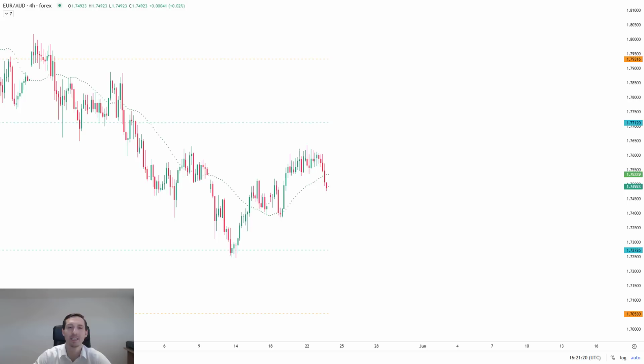Moving on to the Aussie pairs, starting with EurAusd, I can either be a buyer of this market or do nothing next week. So what I'd like to see is EurAusd coming down and taking out the 1.72726.